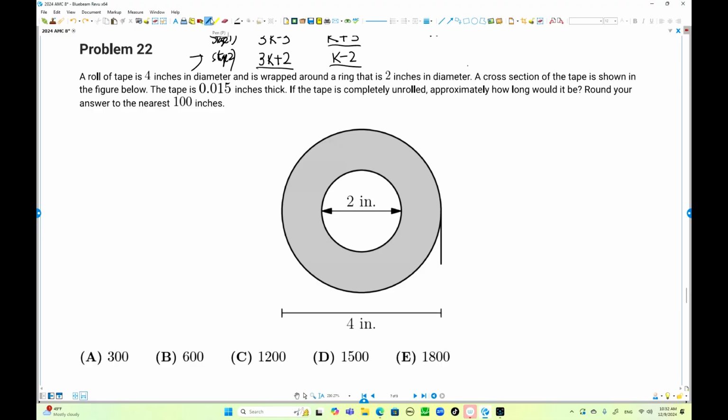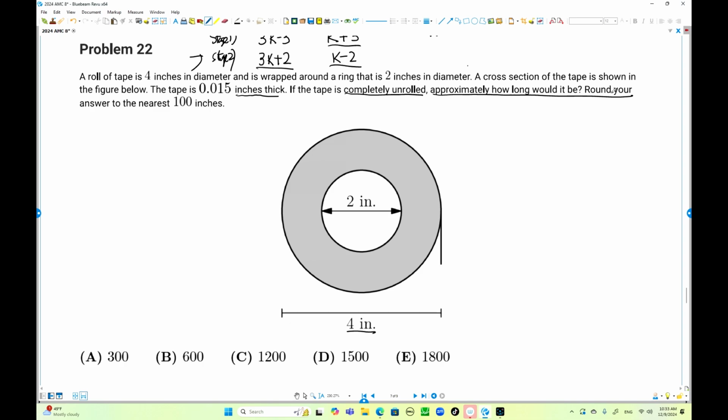Number 22. A roll of tape is 4 inches in diameter. It is wrapped around a ring that is 2 inches in diameter. A cross section of the tape is shown in the figure below. The tape is 0.015 inches thick. If the tape is complete, what is the approximate length of the tape?